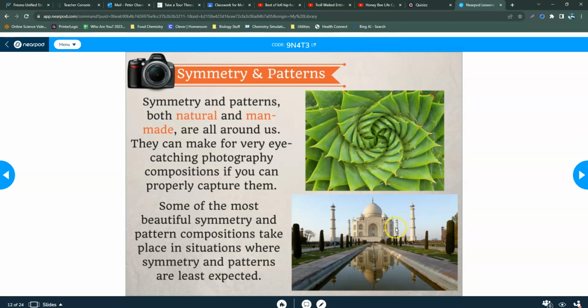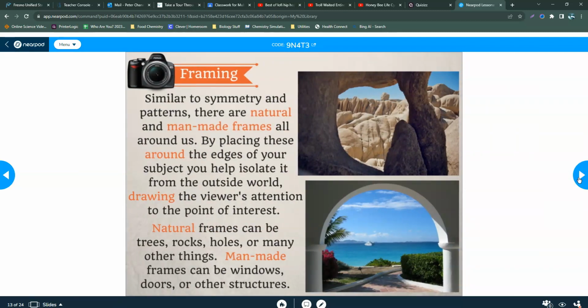And then symmetry. Symmetry is where you have something that's basically the same on the left and right or top and bottom. If we were to put an imaginary line down this picture, the left and right side are basically the same, like the columns, the trees, even the reflection in the water. If you split the building in half, the left side basically looks like the right side. So having something symmetrical is key.